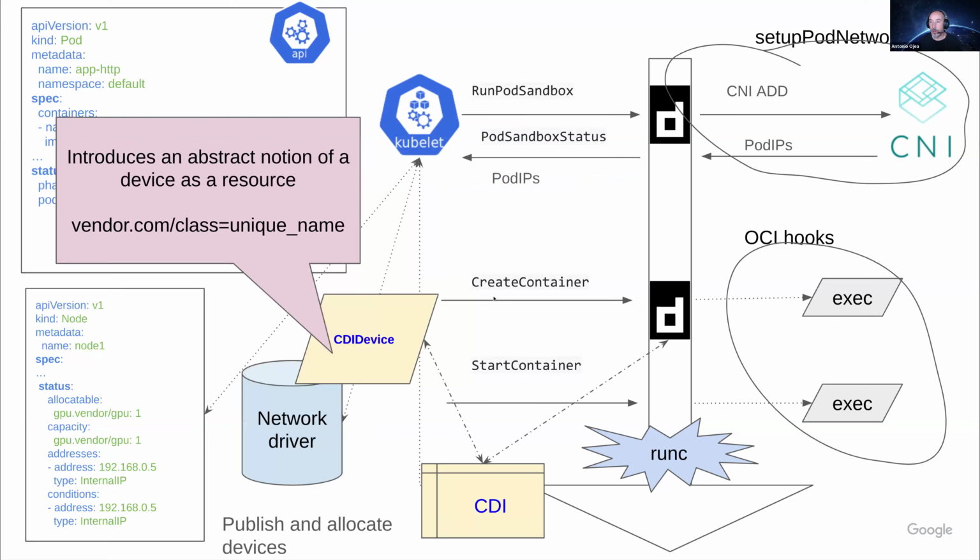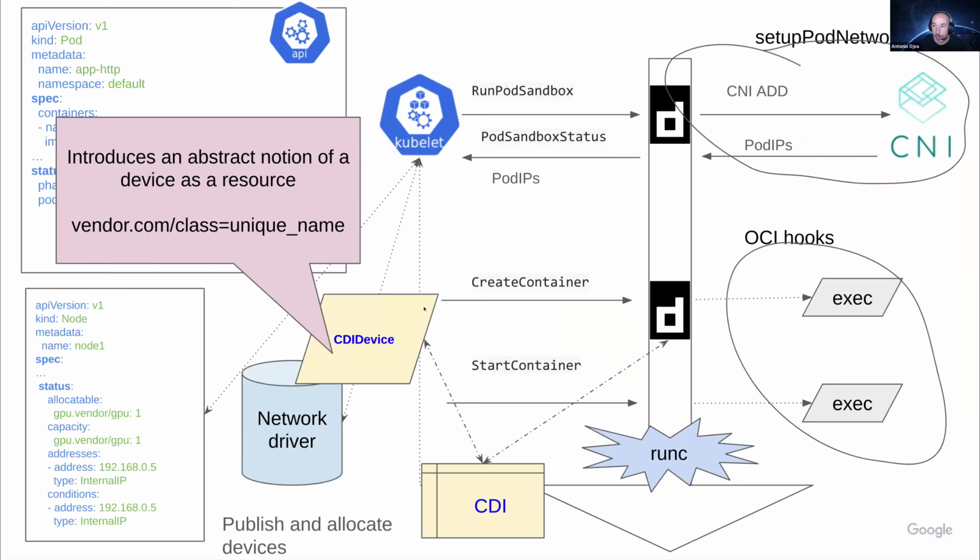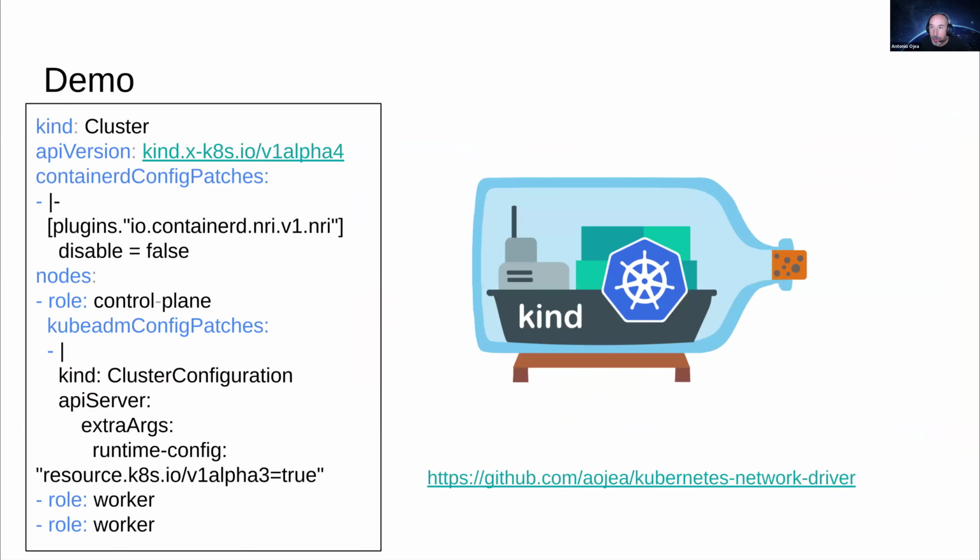Okay, sorry for going back and forth. So based on that, we can create network drivers using DRA and NRI that simplify a lot the complexity of adding this secondary network interface, and can use DRA to provide nice capabilities like scheduling or flexibility. But I prepared a quick demo that you can use with a kind cluster.